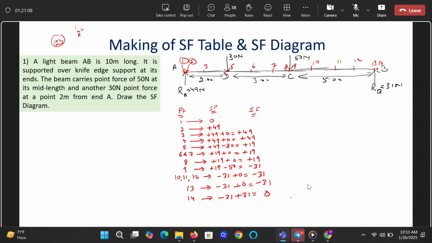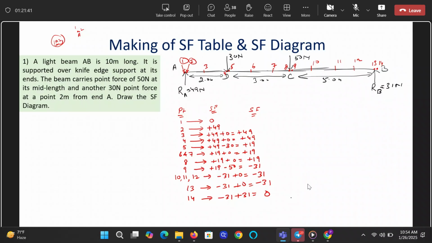Please tell me the one at point 5. What is the shearing force at 4? Shearing force at 4 is plus 49. Firstly, up to 4, are you in agreement? Yes, sir. Sure? Correct? 49. Okay. From 4 to 5, what is the change? Look at the diagram. Don't look at the table below. Look at the diagram. What is the change between point 4 and point 5?